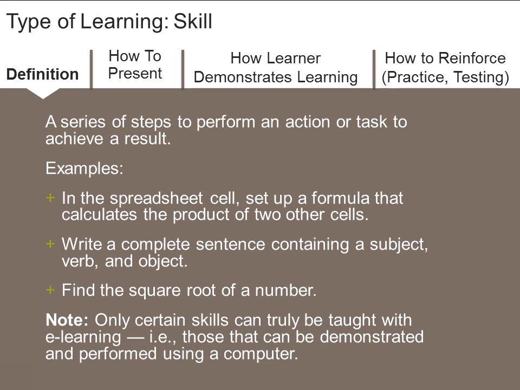So our definition here is a series of steps to perform an action or task to achieve the result. Examples could be, in the spreadsheet cell, set up a formula that calculates the product of 2 other cells. Perhaps write a sentence containing a subject, a verb, an object, or maybe find the square root of a number. If you notice the note on the screen here, we talk about this a lot. Only certain skills can truly be taught with e-learning, and those are the ones where it can be demonstrated and performed using a computer. In other words, you're simulating the task in the e-learning.